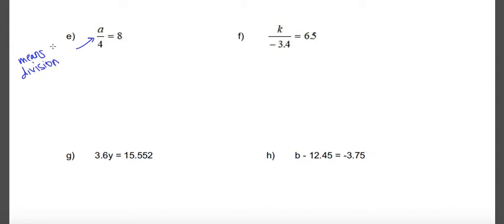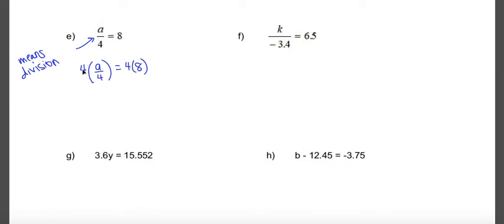So we have to do the opposite operation, and the opposite of dividing is multiplying. So we're going to multiply both sides of my equation by the denominator. So I'm going to have 4 times (a over 4) is equal to 4 times 8. And you'll notice I put these in brackets, and remember the brackets mean multiplication as well.